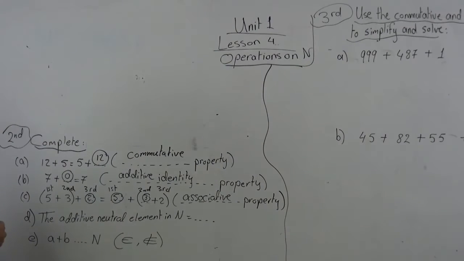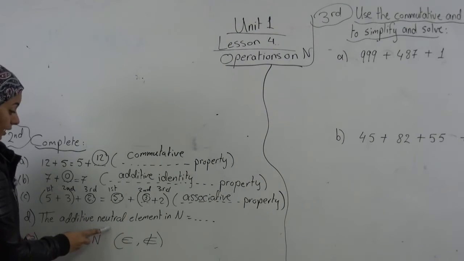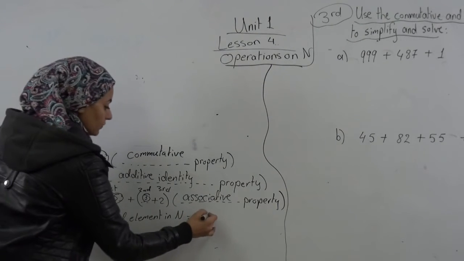Number 3, the additive neutral element, the number that has no color or has no effect in addition, is 0.